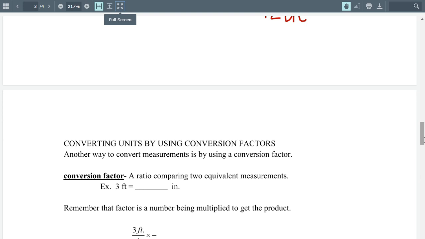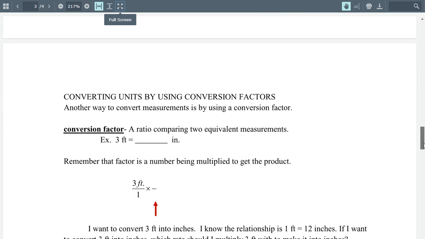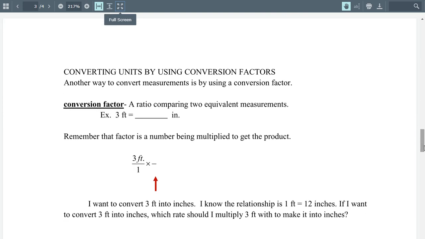So 3 feet equals blank inches. Remember that a factor is a number being multiplied to get the product. So what can I multiply the number by to convert it? So let's take a look. 3 feet, I want to convert that into inches. So what rate could I multiply 3 feet by to convert feet into inches?